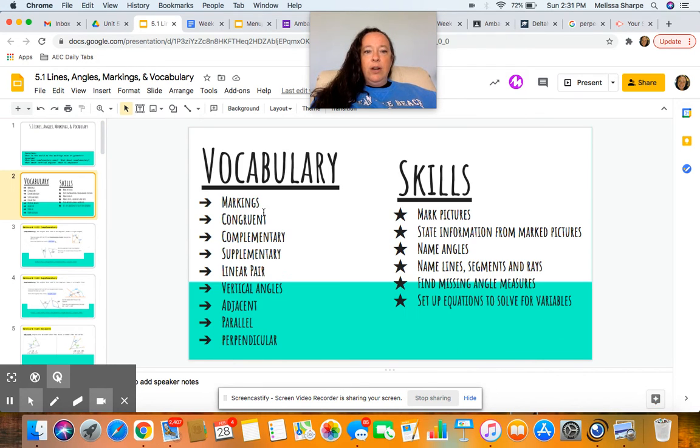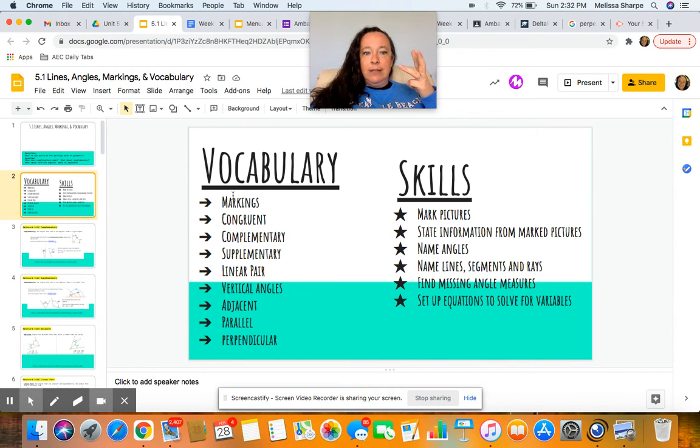This slide right here gives you the vocabulary words that you need to know. This right here are the skills at the end of the lesson that you all should be able to do. So you should be able to mark pictures, state information from marked pictures, name angles, name line segments and rays, find missing angle measures, and set up equations to solve for variables.